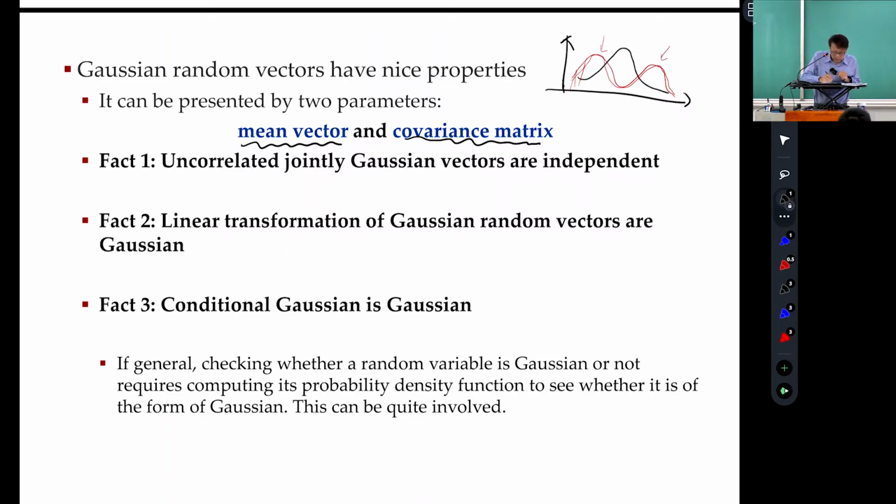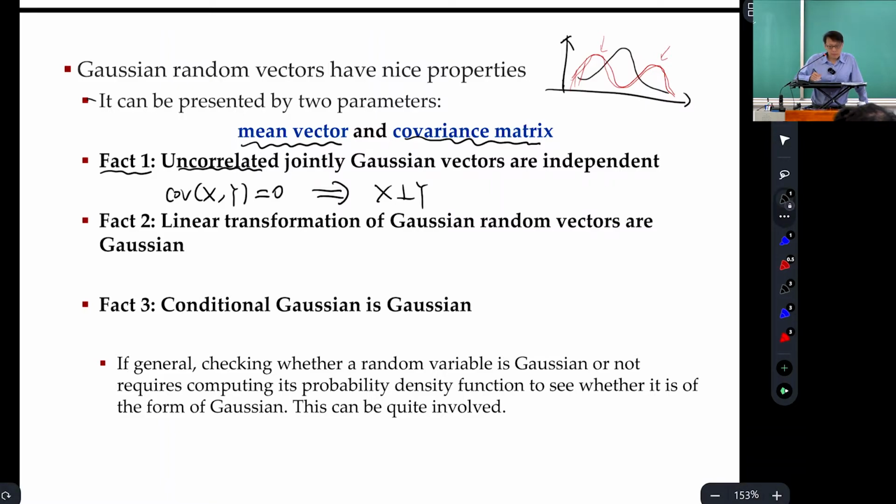The second fact, the first fact, this is a property. The first fact is uncorrelated joint Gaussian vectors are independent. What does uncorrelated mean? So it means covariance x and y is 0. They're uncorrelated, so the covariance is 0. Typically, it doesn't mean they're random, independent. But in Gaussian, that means what? X are independent of y.